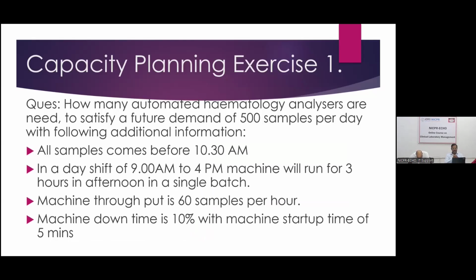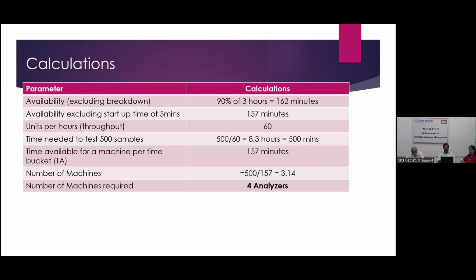Machine throughput is 60 samples per hour, and machine downtime is 10%, and machine startup is 5 minutes. So the startup time of the hematology analyzer is 5 minutes and machine downtime is 10%. So now you calculate, each one of you please calculate the number of hematology analyzers which are required. So all of you take a pen and paper, and let's do some maths.